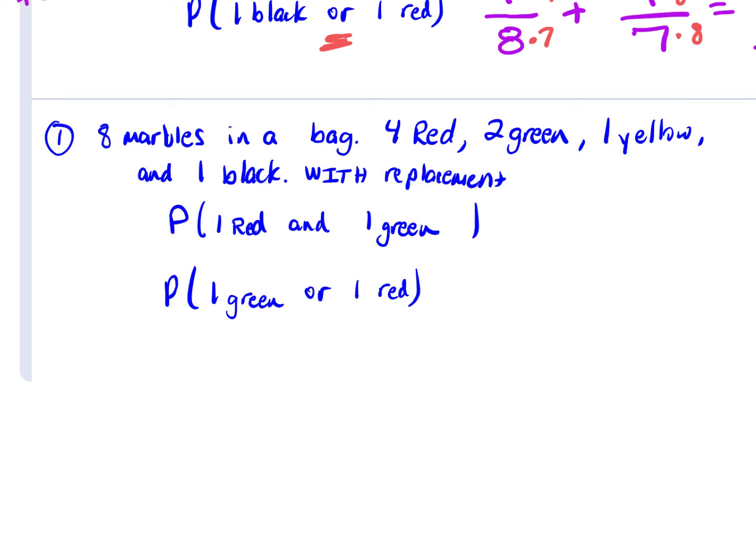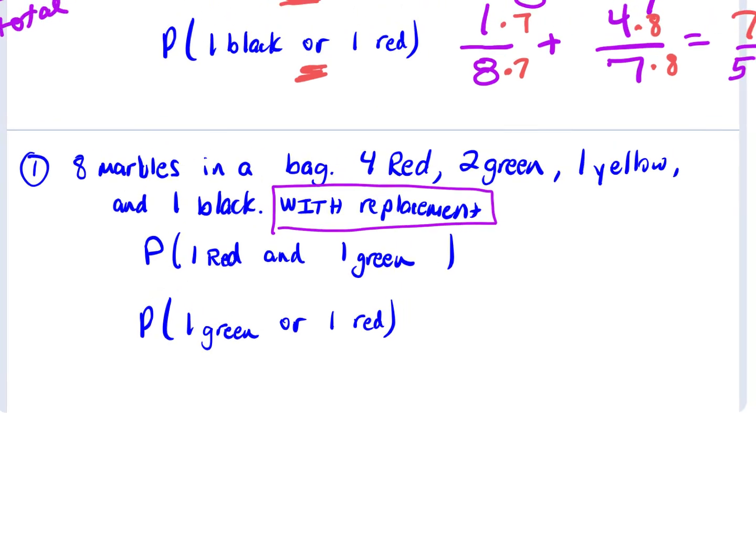What does this say right here? So I'm going to take my marble out, look at it, and then I'm not going to throw and hit Miss Carver. I'm going to put it back in the bag. So how many marbles are in the bag the second time I stick my hand in there? Same amount, 8. So probability of 1 red.